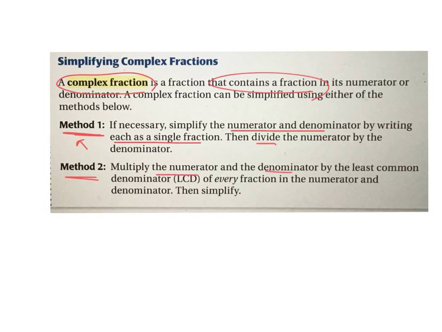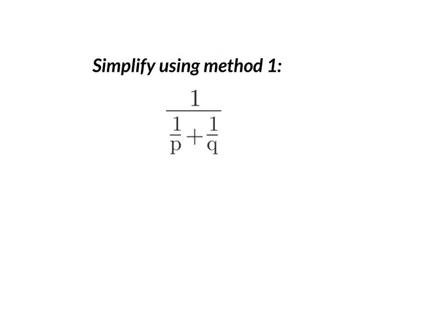Method 2 says multiply the numerator and the denominator by the LCD, and the stuff's going to cancel. I'm going to show you one of each before this video is over on the next two slides, and you pick which one you like best. Method 2 is better. Okay, so here we go. Method 1. 1 over p plus 1 over q. So you see we're talking about fractions in fractions.